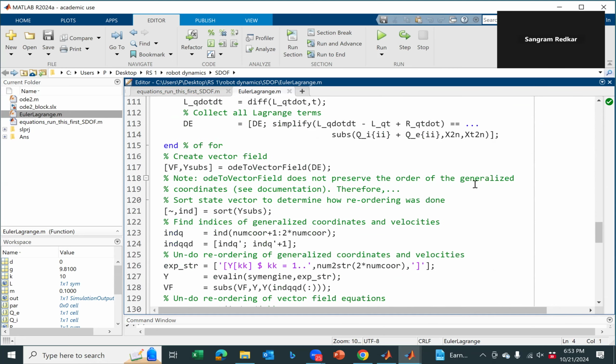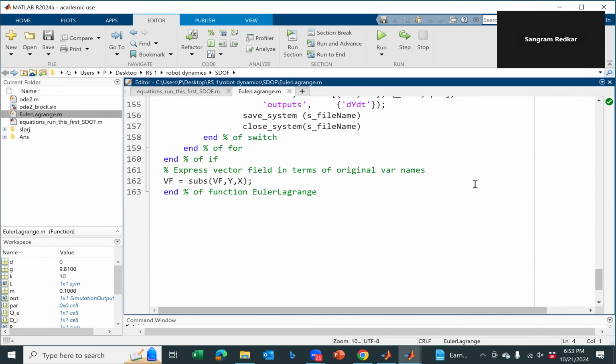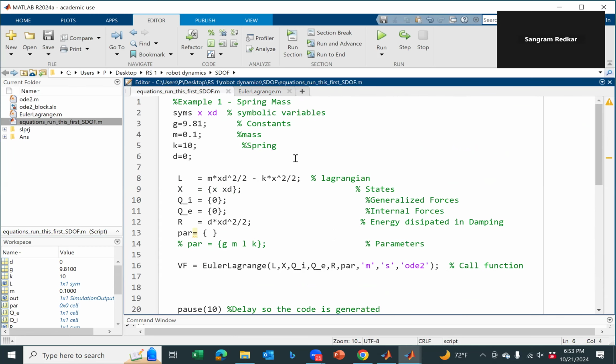But this function, I wouldn't touch any of this function. So you are not going to touch this function. You will use this function the way it is given. What you would do is, you would open this function, equation, run this first. This is going to be your driver function for all your problems. So if I give you a single degree of freedom robot, if I give you a multi-degree of freedom robot, if I give you a 100-degree of freedom robot, you would make changes to this. And there is a very systematic way to approach this. So everyone, please pay attention.